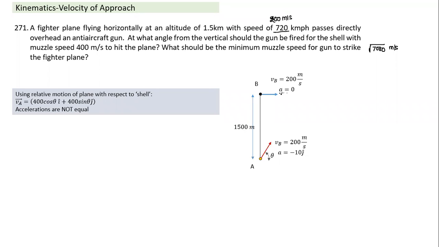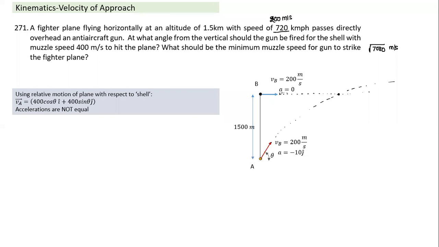The plane is flying in the air. It will keep moving in a straight path. So the plane has zero acceleration. And when you fire a projectile from here, the projectile may go something like this, and it may come and hit the plane. So what has to happen for the projectile to hit the plane?